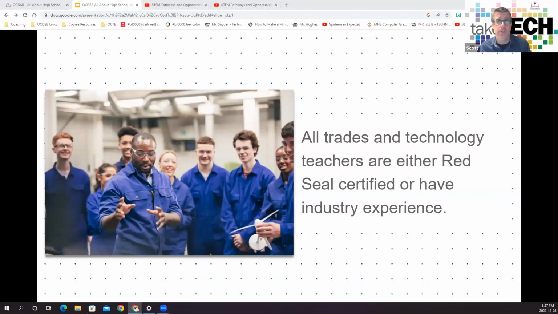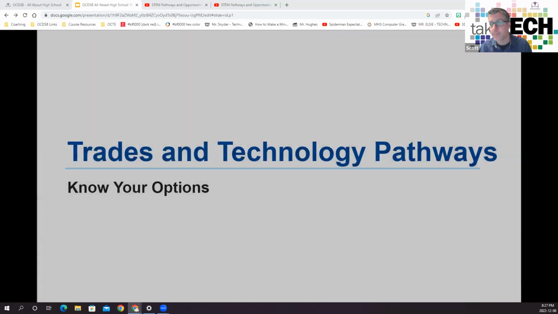Really important to know too, our technology teachers are either red sealed or have industry experience. So in courses such as transportation technology and manufacturing, teachers will be red sealed trained in that subject area. They also will be industry experienced. They actually have to have 5 years wage earning experience in the industry before they can become a trades and technology teacher. So they're bringing that real world experience into the classroom, which is so beneficial for our students.